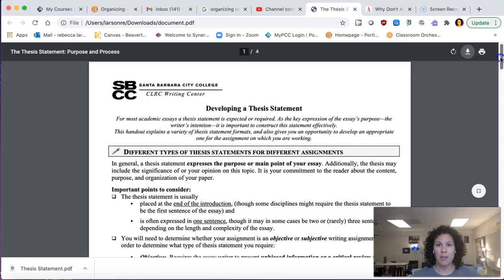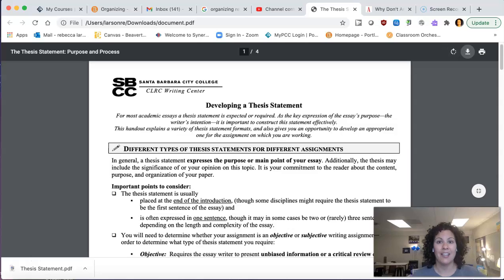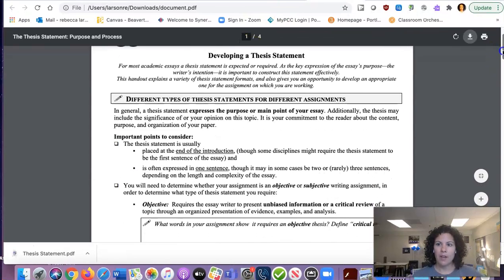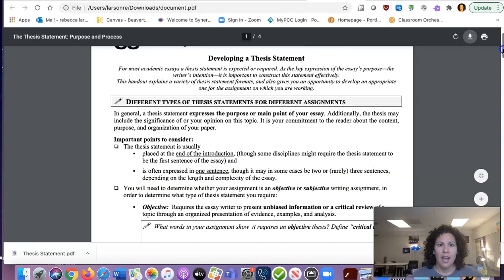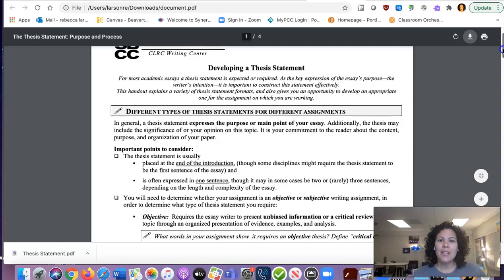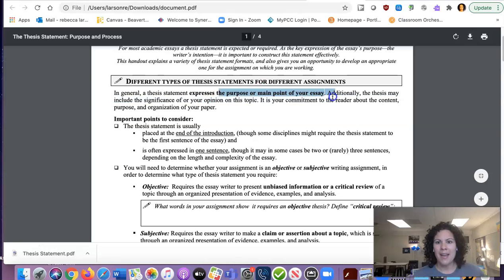And so I want to talk about developing a thesis statement, which is really the answer to your question. For most academic essays, a thesis is expected, it's required, it's what you want to say, it's your point, it's your "one thing" in your essay, as Bruce Ballenger says. It's really to express the purpose or the main idea of your essay. Additionally, it might include some significance to your opinion on the topic.